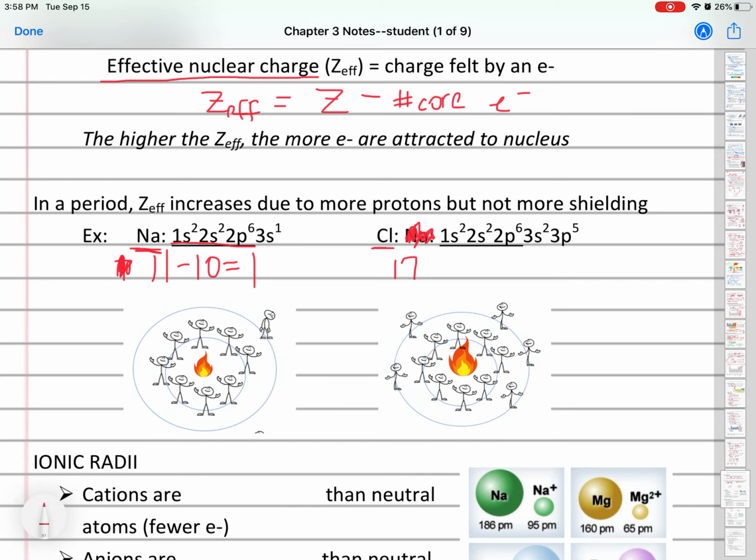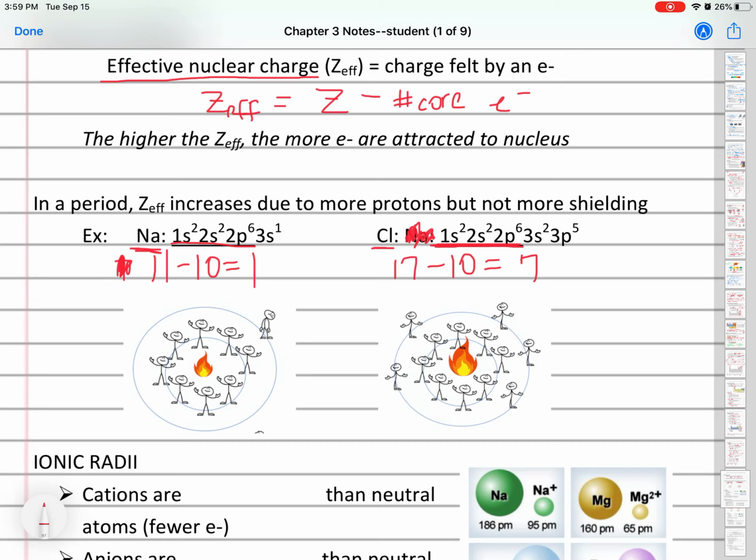In chlorine, though, chlorine is element 17, so its Z is 17, minus core electrons. It has the same core electrons that sodium does. It's in the same period, so minus 10. And it has an effective nuclear charge of 7. So its valence electrons feel a much stronger pull toward the nucleus. And that's because it has more protons, but still the same number of core electrons.